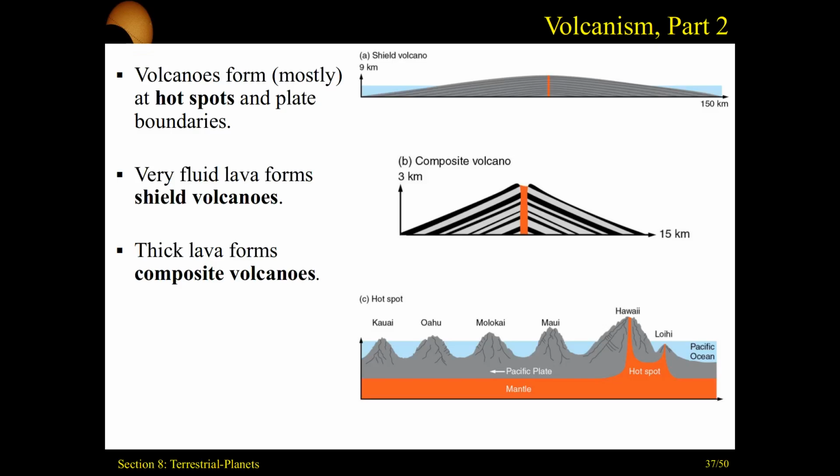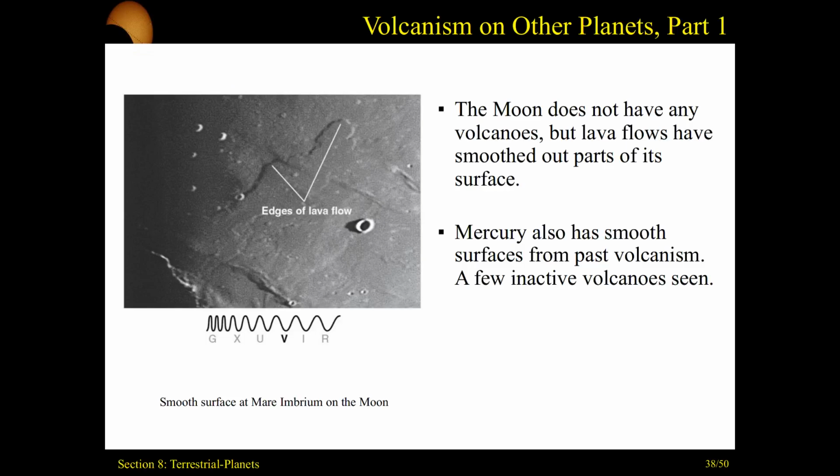You also have examples of composite volcanoes, which are basically thick lava forms, and these can spew forth rapidly. Looking at volcanism on otherworldly objects, here's a picture of the Mare Imbrium on the moon, and you see what looks to be edges of previous lava flow. So the moon doesn't have any volcanoes, it's not very geologically active, but seeing smooth boundaries like this tells us that at some point the moon was active enough geologically for that to be present.